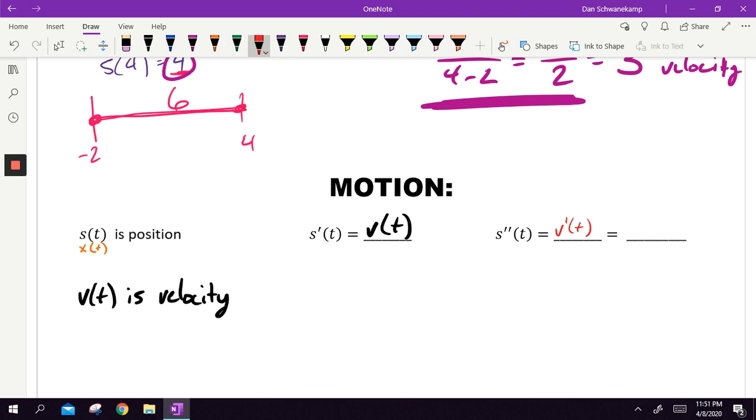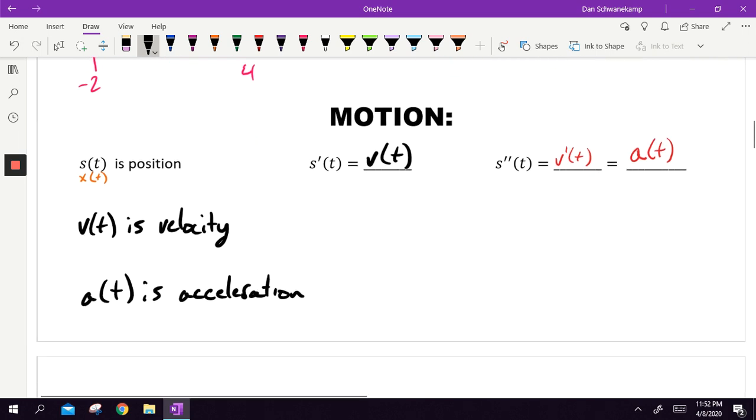Think about in your car. You're going 60 miles per hour. That's your velocity. And then you want to change that. What do you hit on your car to change the velocity? You hit the gas pedal, otherwise known as the accelerator. The derivative of velocity, the change in velocity, is going to be acceleration. A of t. A of t is acceleration.